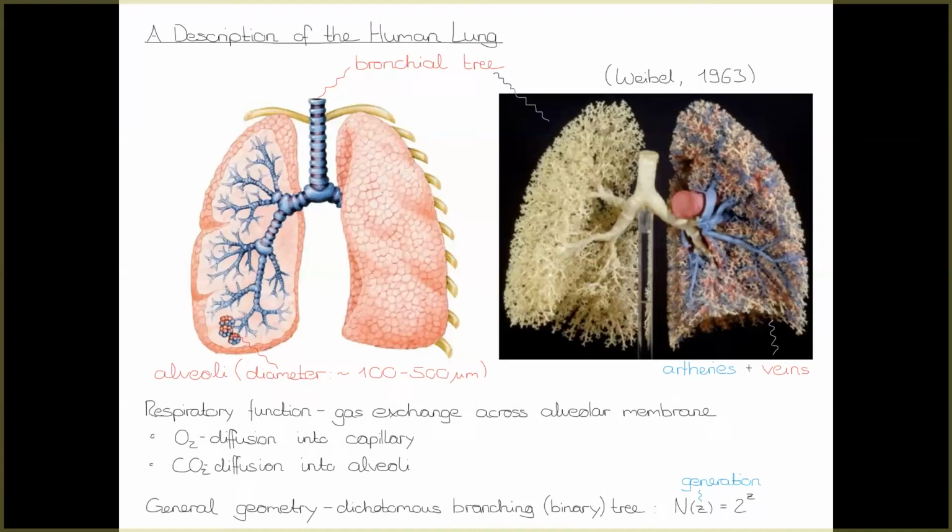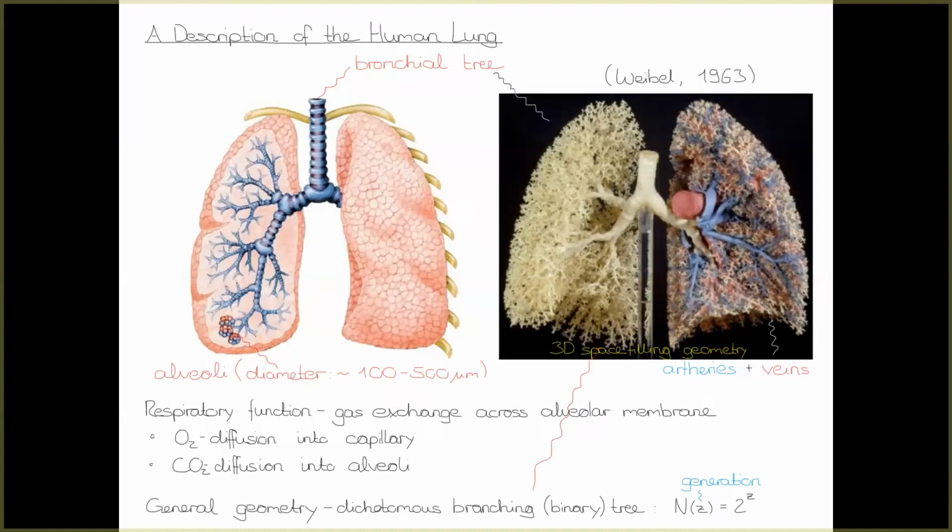We now use the notation that Z is the generation, and generation 0 is the trachea. That's basically the first branch, the one which goes directly into the area where we inhale. And then we have this geometry here.